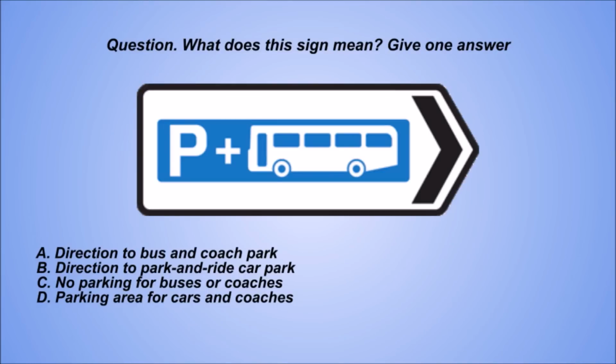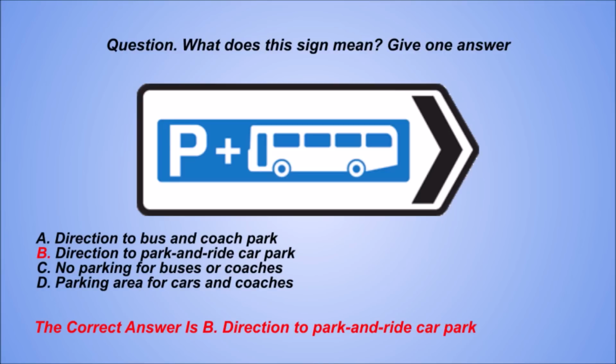Question: what does this sign mean? Give one answer. A. Direction to bus and coach park. B. Direction to park and ride car park. C. No parking for buses or coaches. D. Parking area for cars and coaches.